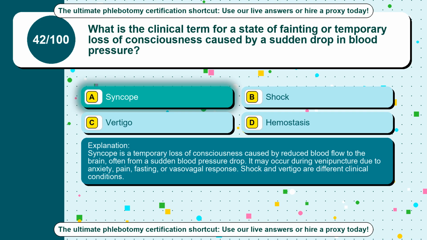Syncope. Syncope is a temporary loss of consciousness caused by reduced blood flow to the brain, often from a sudden blood pressure drop. It may occur during venipuncture due to anxiety, pain, fasting, or vasovagal response. Shock and vertigo are different clinical conditions.